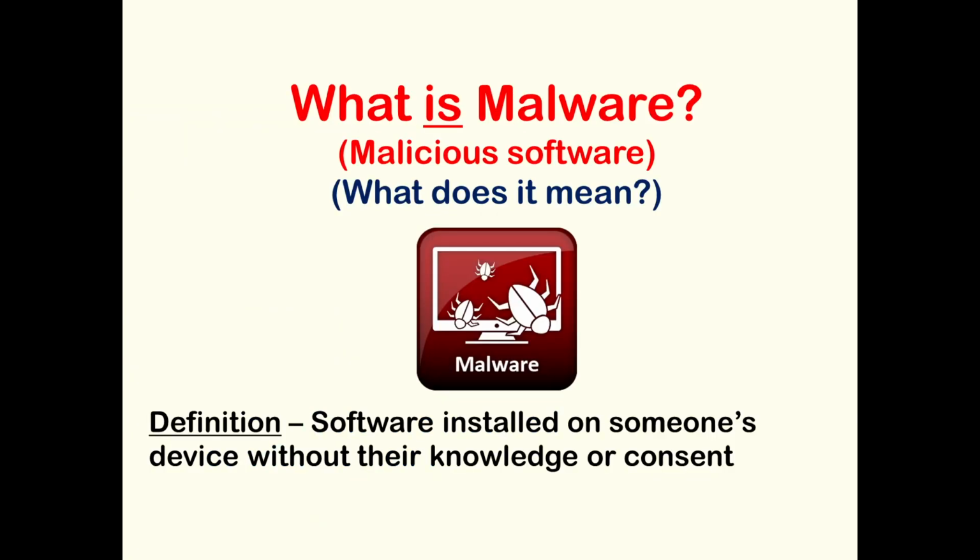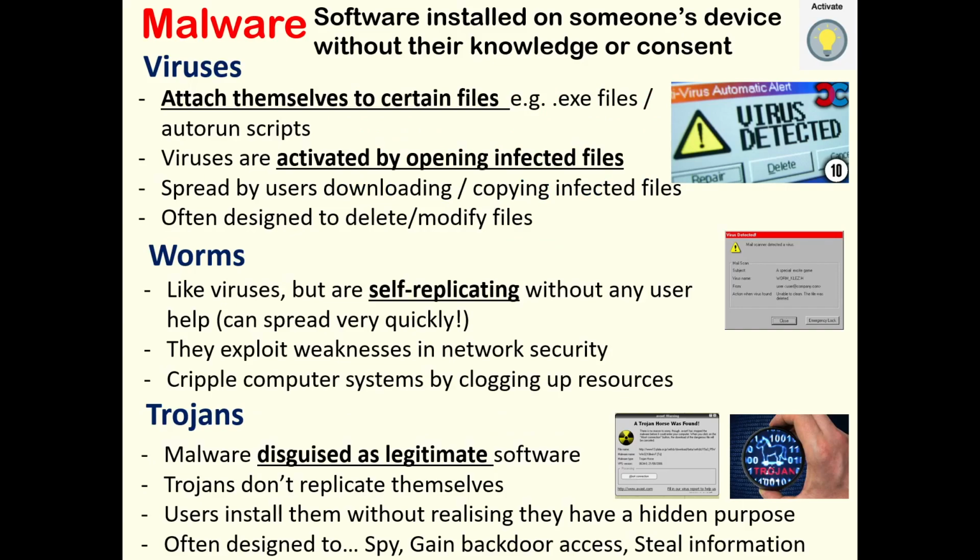Okay, let's start by looking at malware, or malicious software as it's short for. Software installed on someone's device or computer without their knowledge or their consent, without them knowing about it or agreeing to it. There are 3 types of malware that we covered.